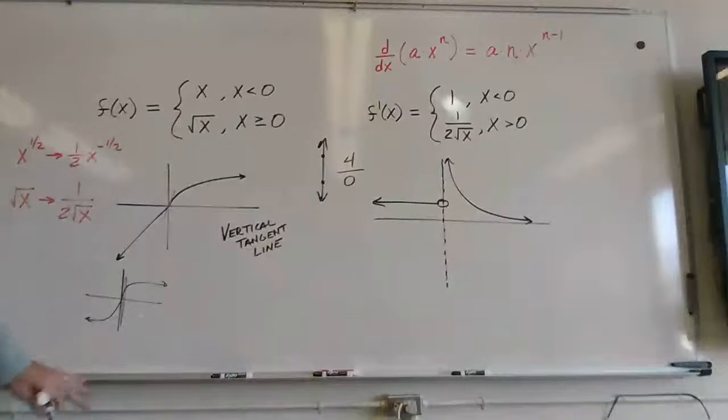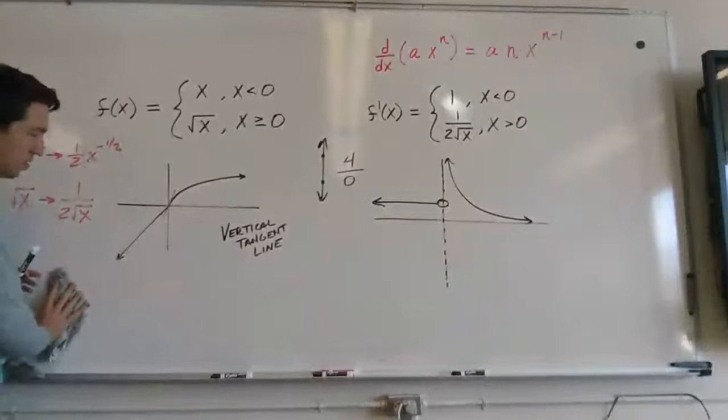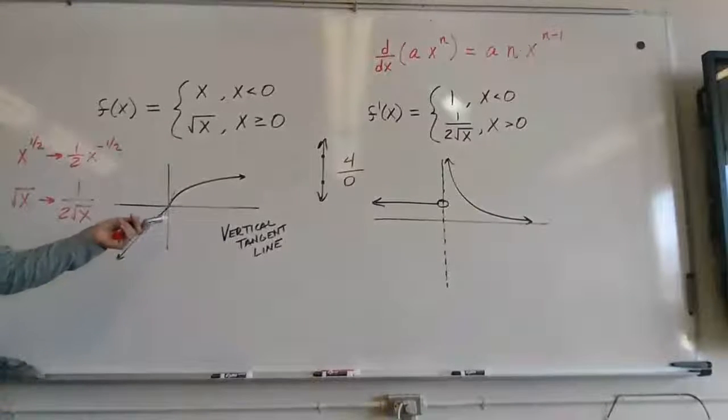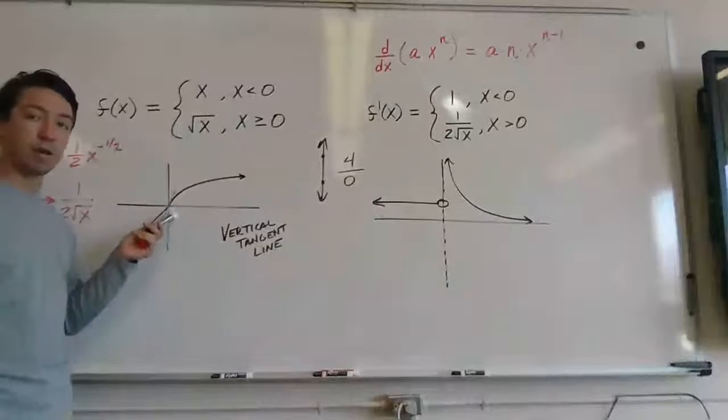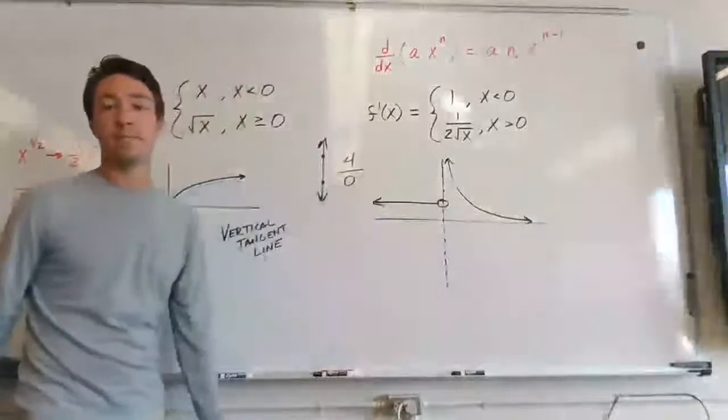Let me go over that. What was the statement? The vertical tangent line on the original graph caused an asymptote on the derivative.